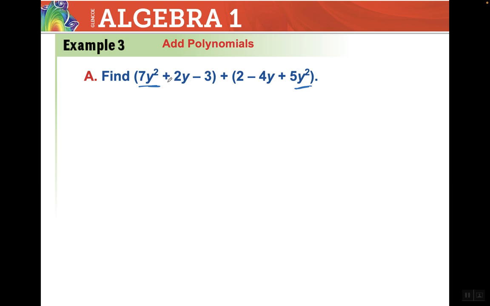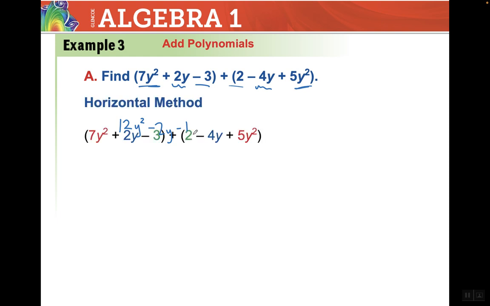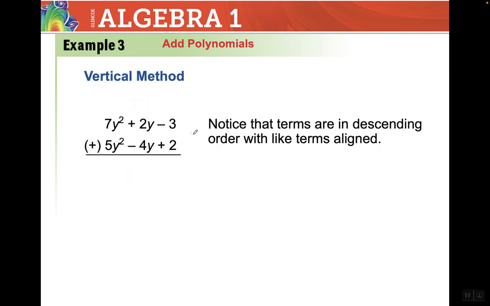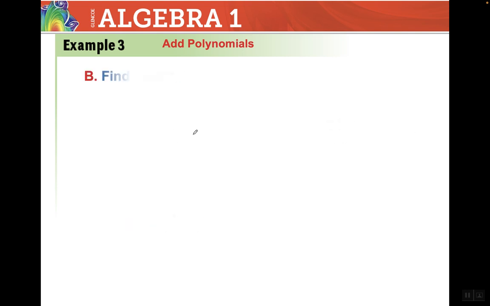So I have a 7y squared and a 5y squared. Well, I got 12y squared. Okay. Then I have a positive 2y, and I'm adding a negative 4y. So I have a negative 2y. And then I have a negative 3 plus 2, so I just have a minus 1. And that's all you need to do for that one. The book will show like horizontal methods and vertical methods, and you can do whatever you want. I never actually do the vertical method, but you can do as you wish.